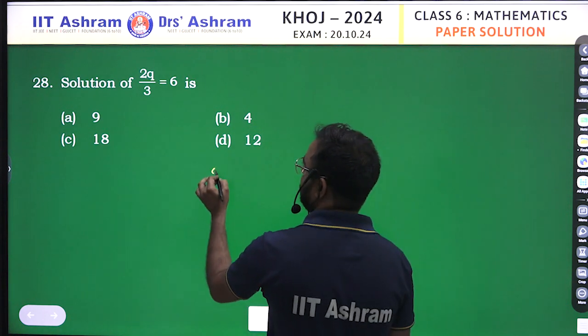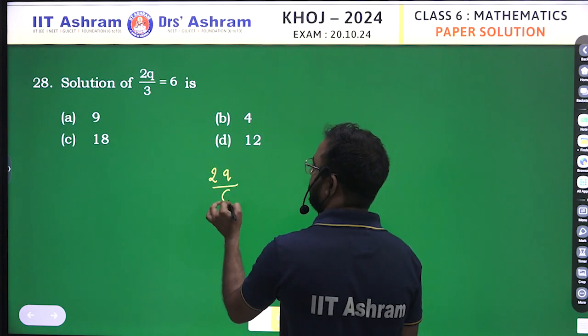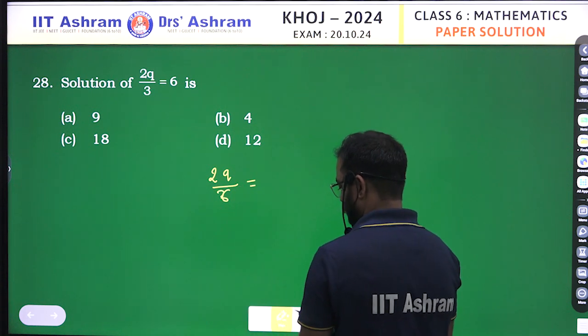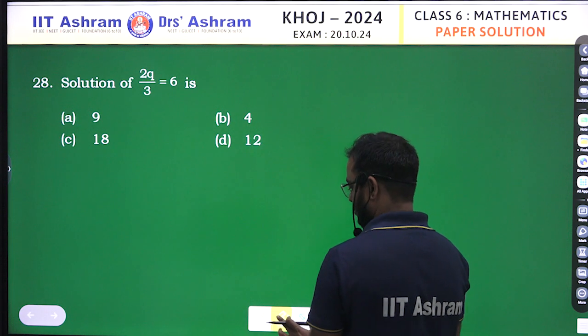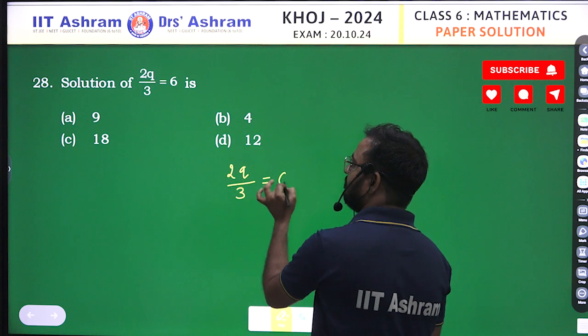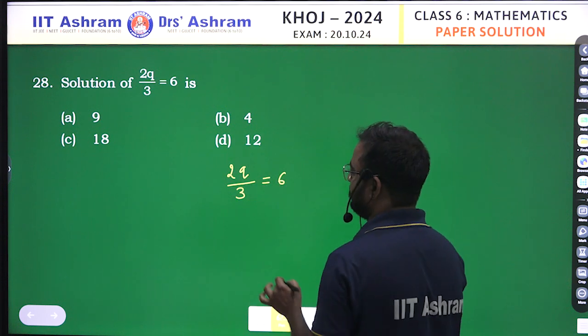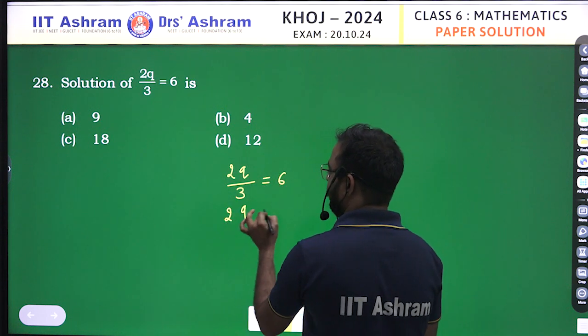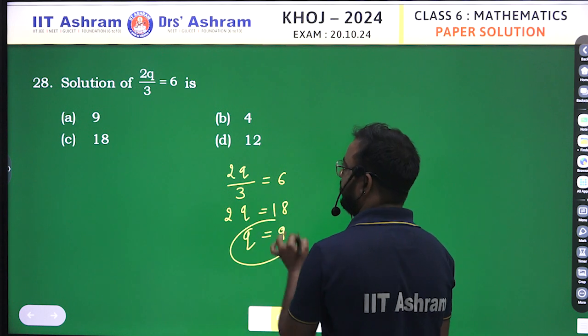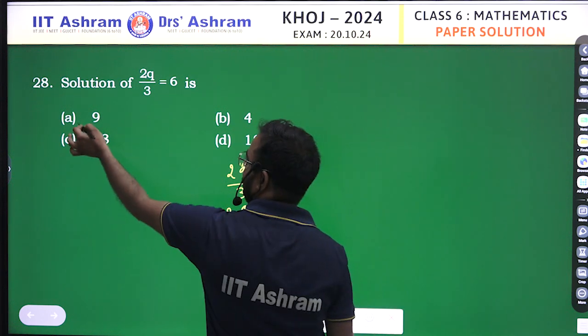Next, question number 28. 2q by 6 is equal to 2q by 3 is equal to 6. So solving this, 2q is equal to 18. So q is equal to 18 divided by 2, which is 9. So option A is the right answer, 9.